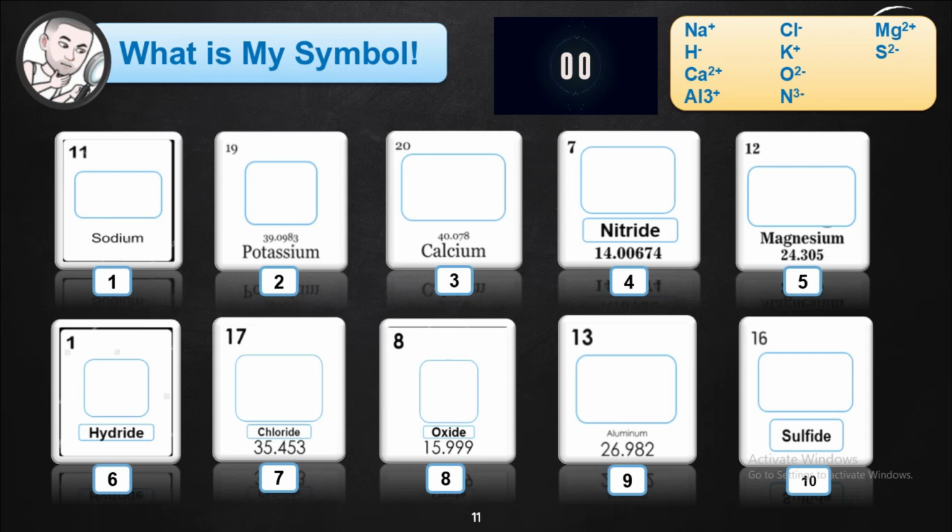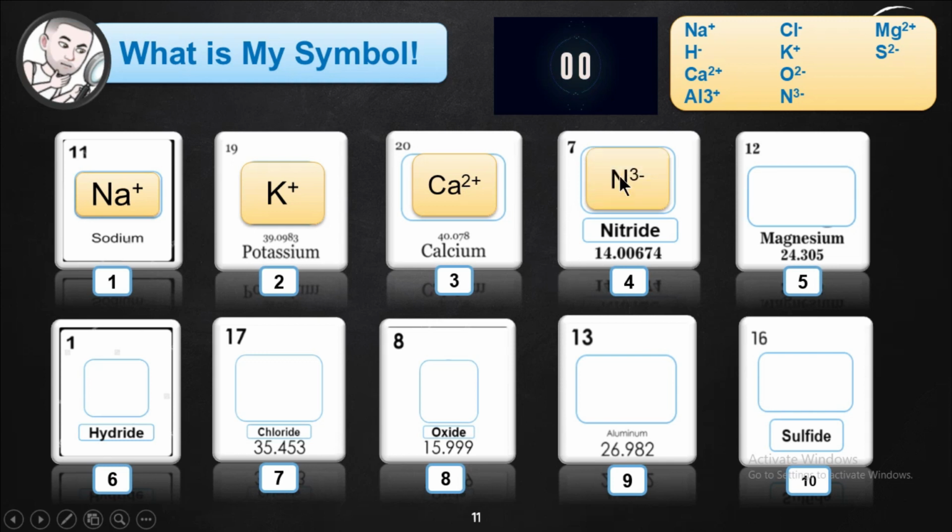Let us now check if your answers are correct. Number 1, sodium, the symbol is Na, then there is a plus sign. Potassium is K, then there is a plus sign. Calcium is Ca, then there is a 2 plus sign. Nitride is N, then there is a 3 negative sign.